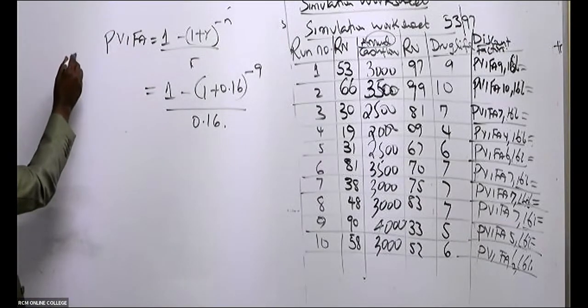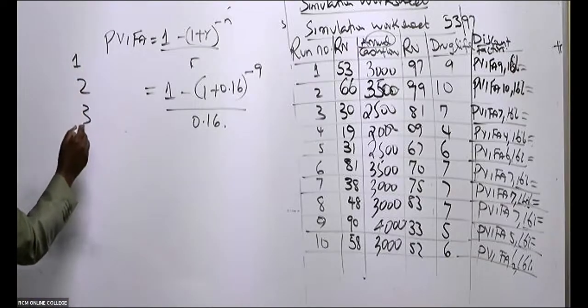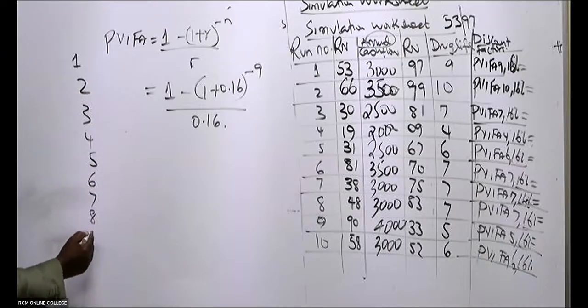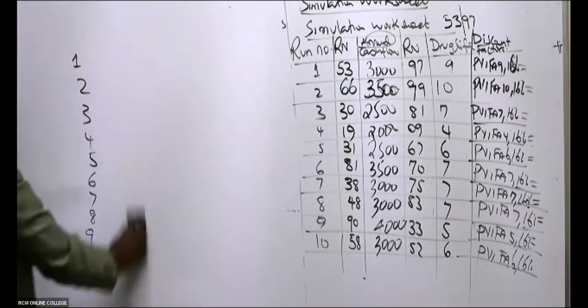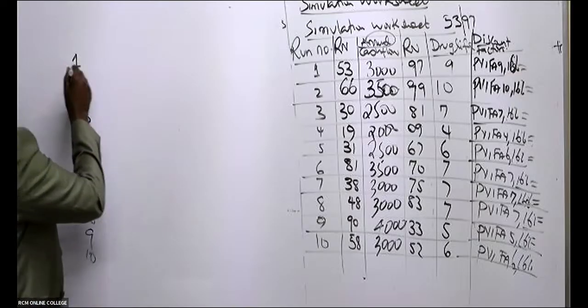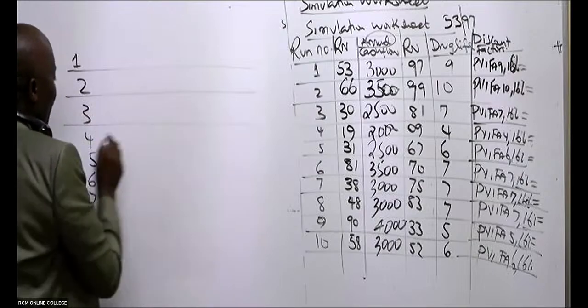So we have here number 1, number 2, number 3, 5, 6, 7, 8, 9, 10. I would have continued with my table, but it's not big enough.